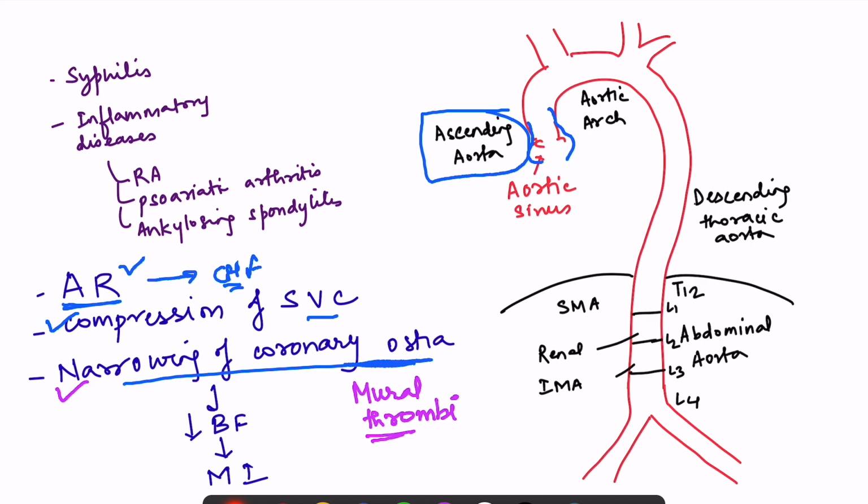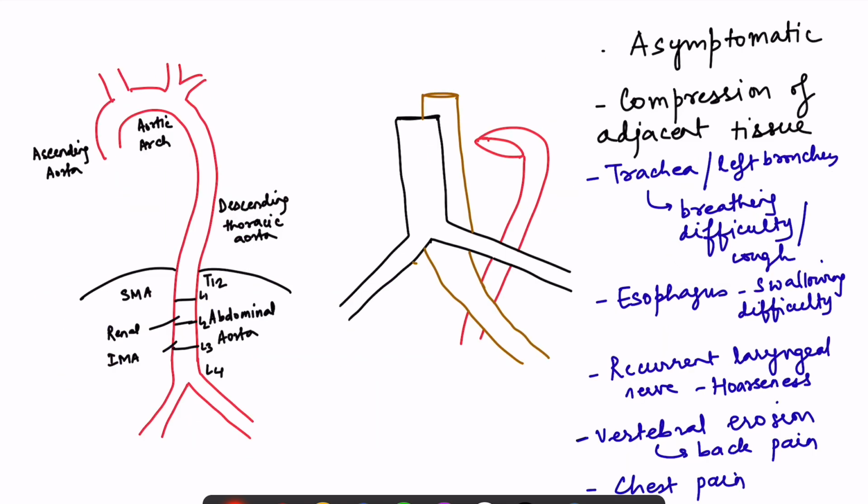Coronary vessels arise from the beginning of the ascending aorta itself. There are aortic sinuses, dilations from which the coronary vessels arise. So they may be blocked. This will lead to decreased blood supply, and ultimately it can cause myocardial infarction. So that is the ascending aorta.